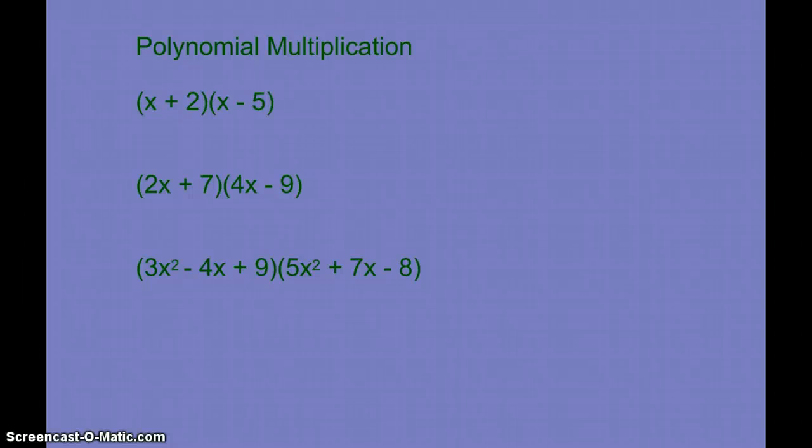Today's lesson is going to be on polynomial multiplication. So we have some examples here of what we're talking about. We're talking about situations where you have a binomial times a binomial, like x plus 2 times x minus 5, or 2x plus 7 times 4x minus 9, or our third example is a trinomial times a trinomial.